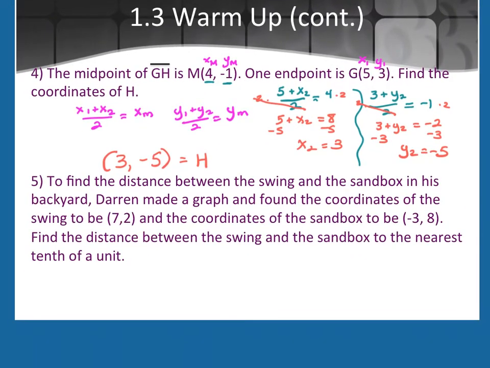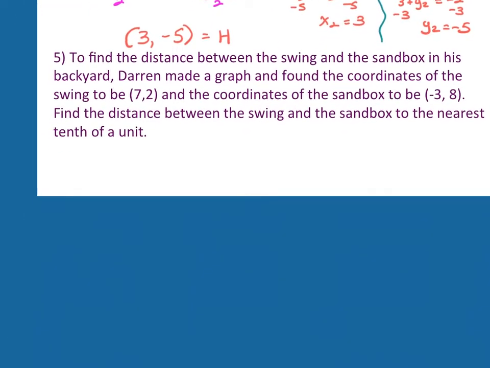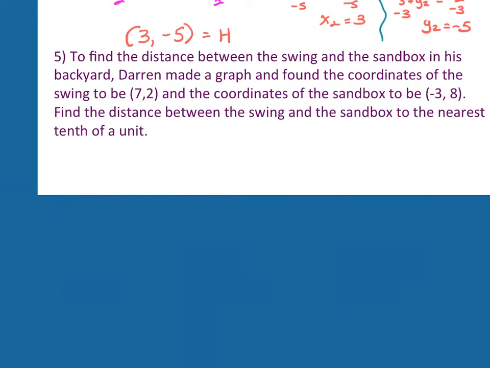Okay, last one says to find the distance between the swing and the sandbox in his backyard. Darren made a graph and found the coordinates of the swing to be (7, 2) and the coordinates of the sandbox to be (-3, 8). Find the distance between the swing and the sandbox to the nearest tenth of a unit.